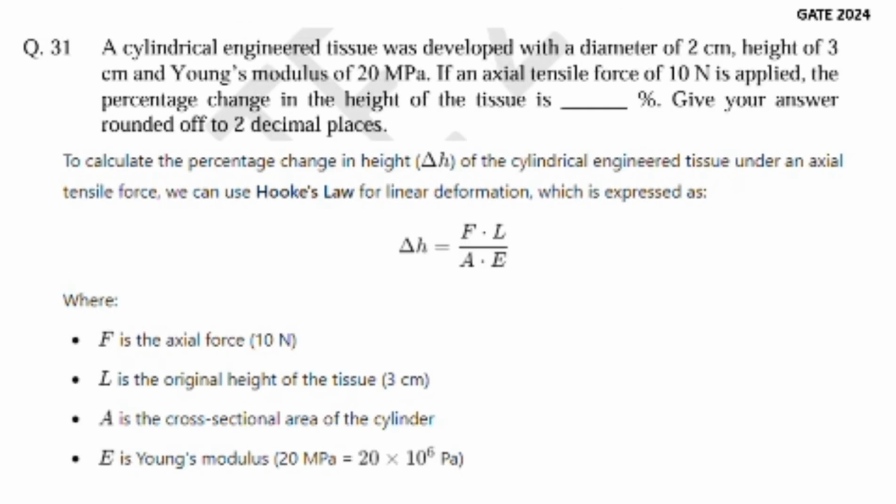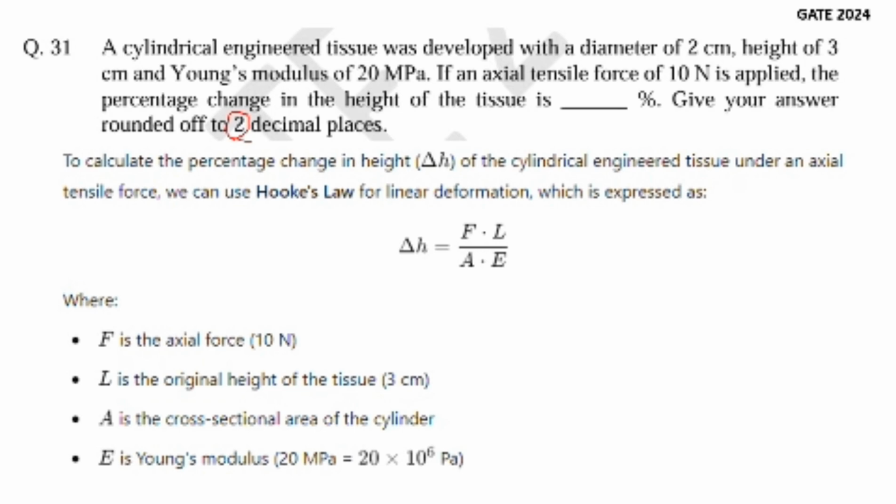Okay, moving on to the next question. A cylindrical engineered tissue was developed with a diameter of 2 cm, height of 3 cm, and Young's modulus of 20 megapascal. If an axial tensile force of 10 Newton is applied, the percentage change in the height of the tissue is dash percentage. Give your answer rounded off to 2 decimal places. So this is the question. Let's begin how to solve this question.